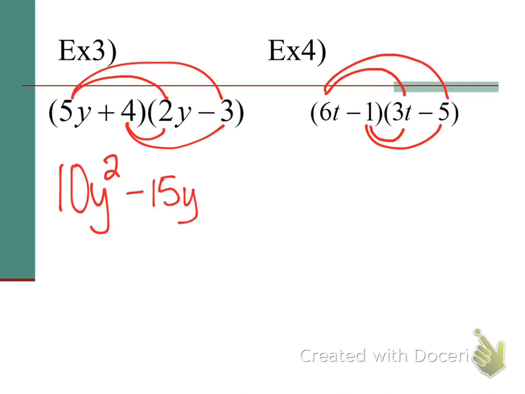Negative 15y. 4 times 2y. Positive or negative? Positive, so make sure you write that plus sign. And then 4 times negative 3. Negative 12, good. We combine like terms. So once again, it worked out for us that the terms we're combining are in the middle. Negative 15y plus 8y. Negative 7.